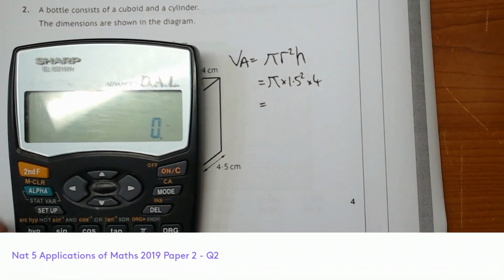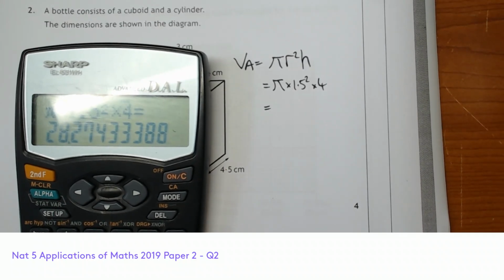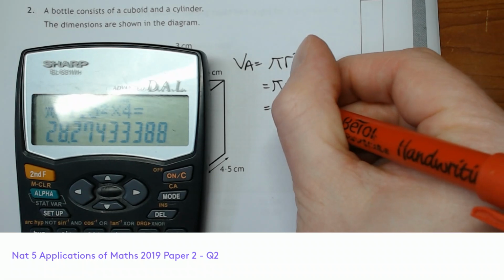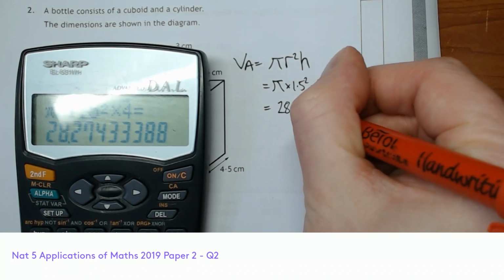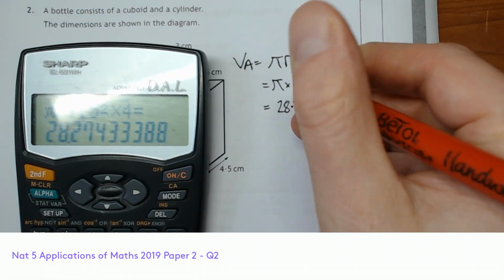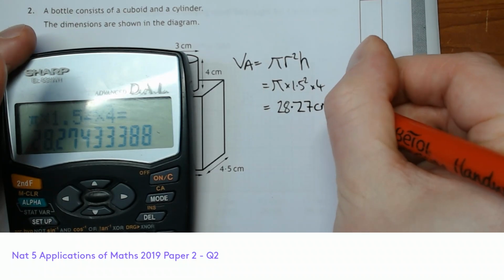Okay, not the best one. So you have, let's see, where's the pi button gone? Pi times 1.5 squared, and then times that by 4. Okay, so we've got 28.27. Okay, strange looking too, and it's cubic centimetres.